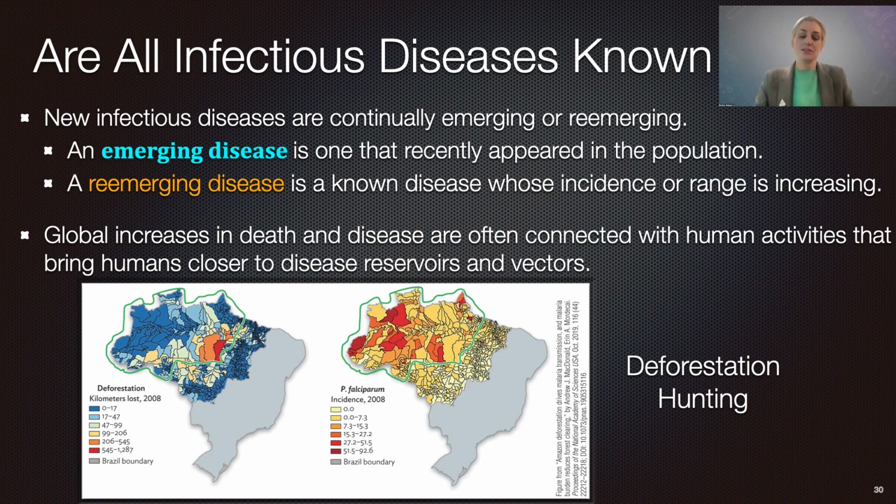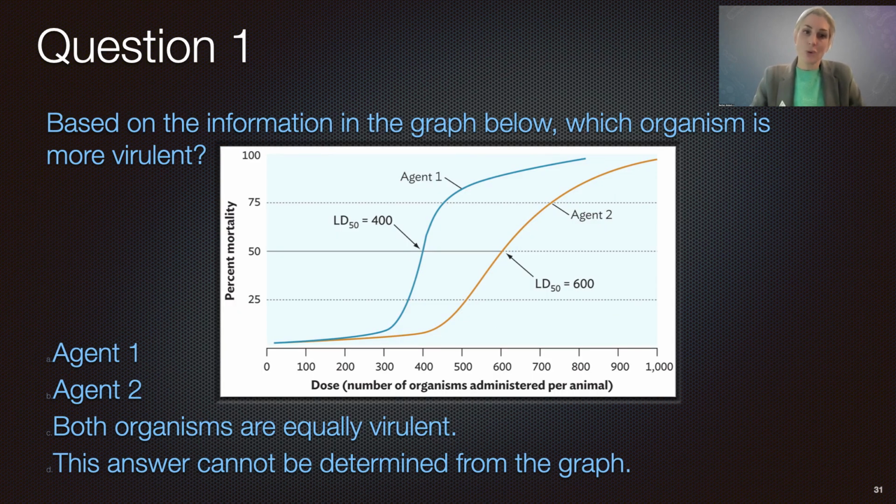Okay. So now we move to the point where we have our questions at the end of the lecture. This is very similar, question 1, to what we saw before. So if you didn't catch it the first time around, this is a great time to go over it. Question 1 is based on the information in the graph below, which organism is more virulent? Again, I'll give you a second to pause here before we go over the answers.